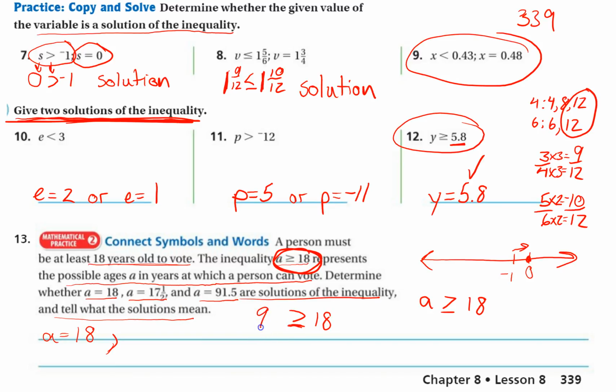And then we plug in 91.5. Well, yeah, that's a lot bigger than 18. If you're 91.5 years old, you're much older than an 18-year-old. So yes, that would also be a solution. So we can say A equals 18 and A equals 91.5 are solutions.